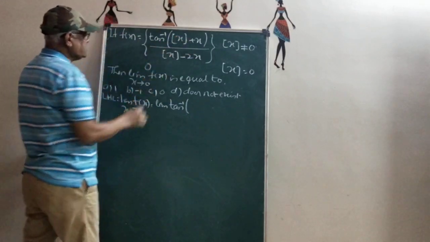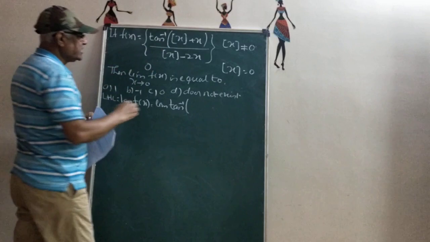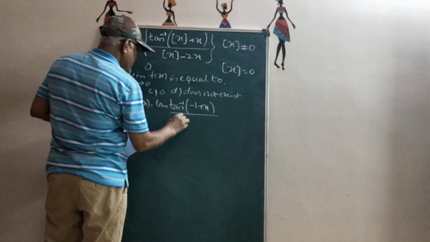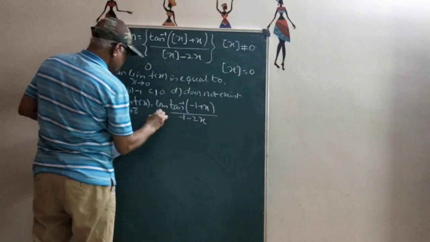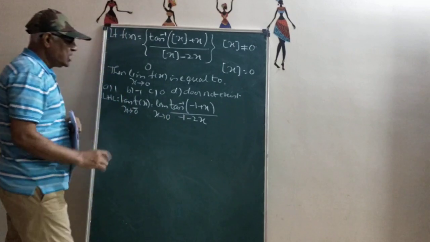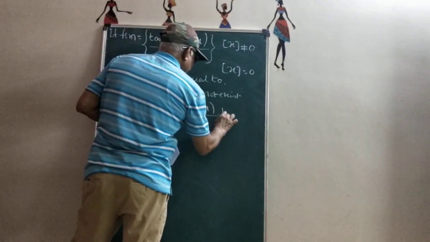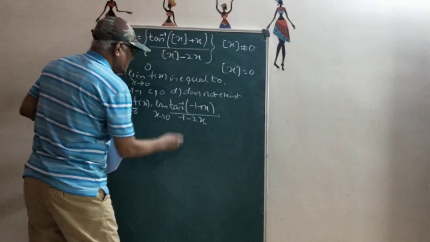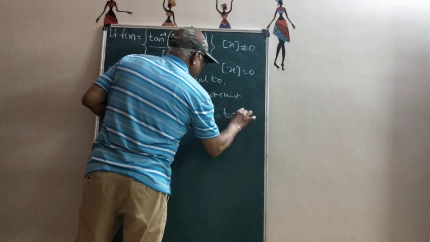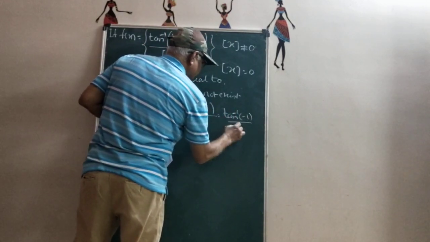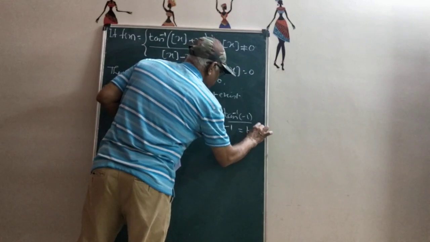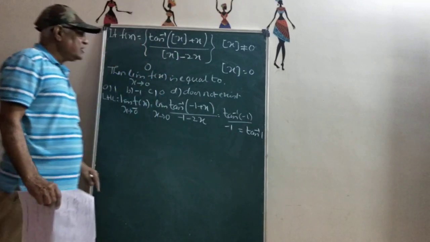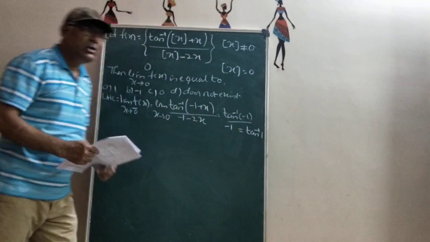now when x is less than 0, what is the greatest integer? Minus 1 plus x, divided by minus 1 minus 2x, as x tends to 0. Now let me put x equal to 0. That's equal to tan inverse of minus 1 divided by minus 1, which is tan inverse of 1. Tan inverse of minus 1 is minus tan inverse 1, divided by minus 1 is tan inverse 1. So the left hand limit of this function is equal to tan inverse 1.